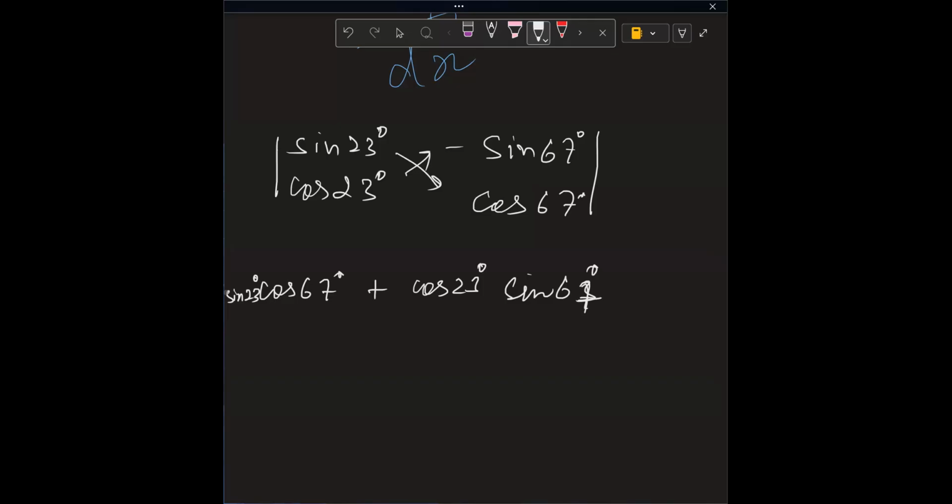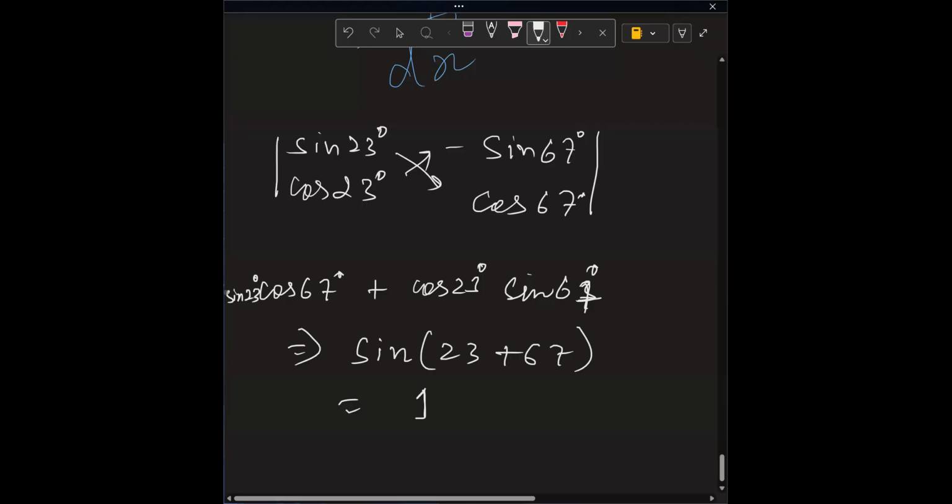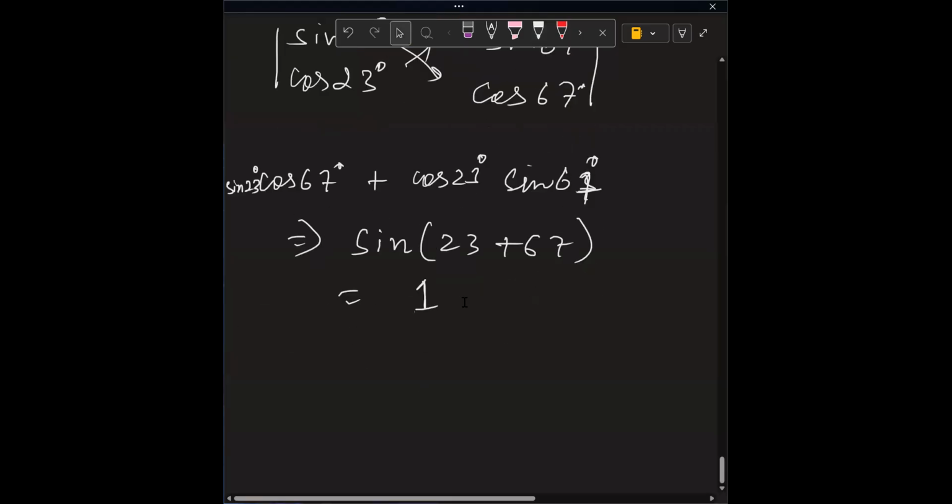So what formula is this? Sine A cos B plus cos A sine B. This is what? Sine A plus B. So this is going to be sine 90 degrees, which is 1. Is my answer correct? Yes, sir, my answer is correct.